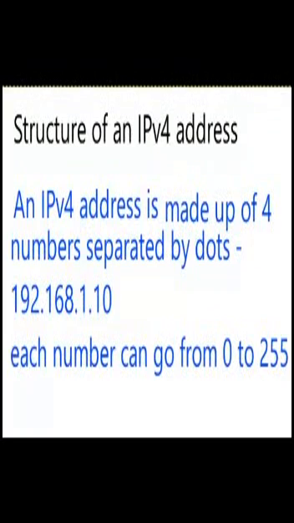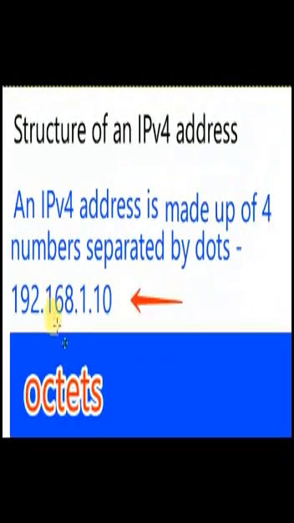An IPv4 address is made up of 4 numbers separated by dots. For example, like this. Each number can go from 0 to 255. So an IP address looks like this. An IP address consists of 4 blocks called octets: 1, 2, 3, 4, called octets.